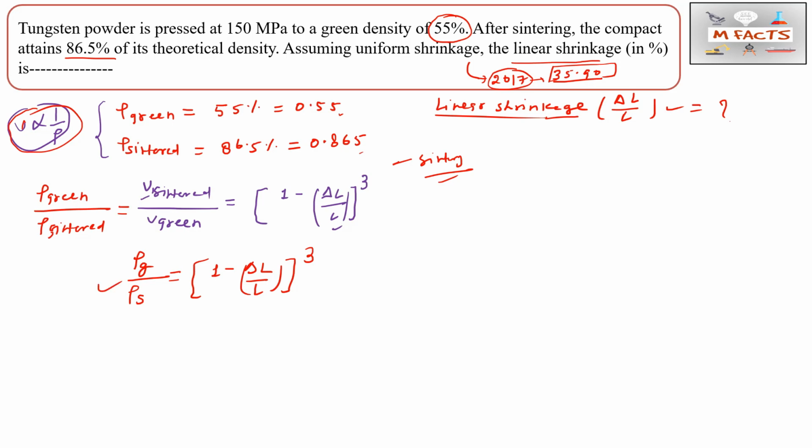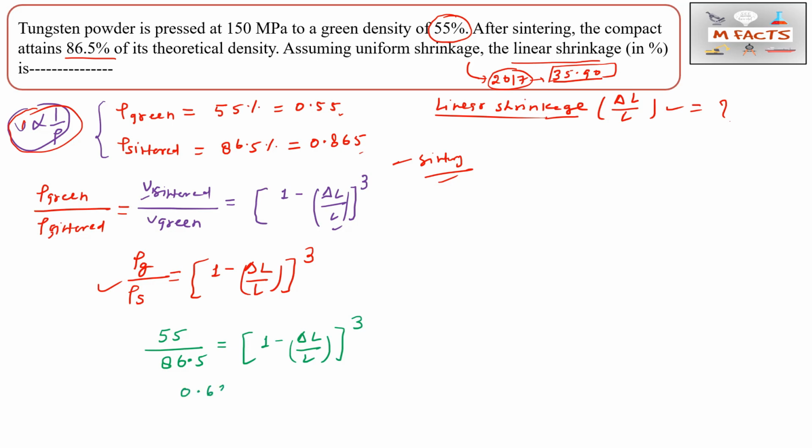Okay, so now we will put the values here. Rho green is 55%, or we can take 0.55 also. So 55 by 86.5 is equal to 1 minus delta L by L, whole cube. From here we can make this calculation shorter.